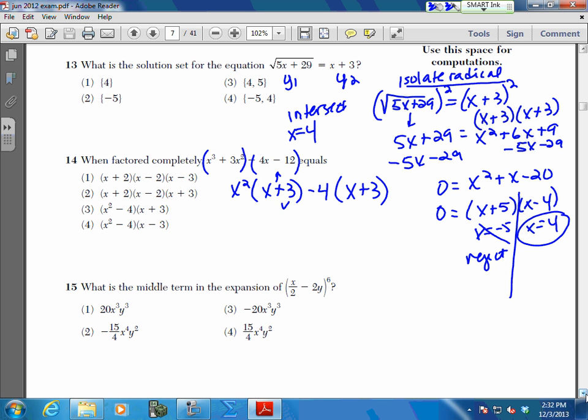Here's your common factor, and you're left with x squared minus 4. Now, notice that is here, but they said factor completely. So factor this into your perfect squares.